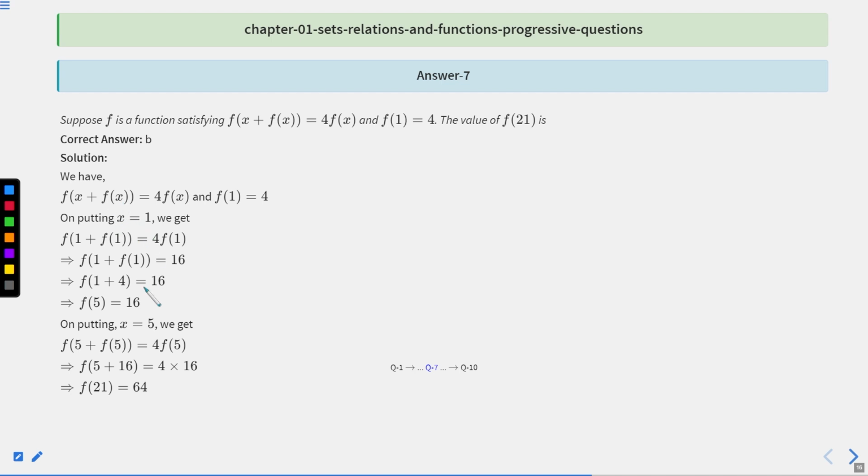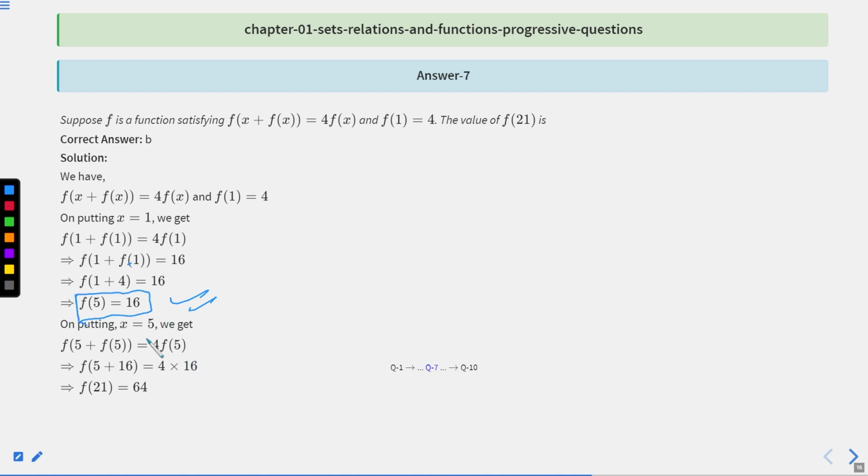Let's put x equal to 1. So when we put x equal to 1, f(1 + f(1)) = 4f(1). Now f(1) is 4, so f(5) is 16. Right? So f(5) comes out to be 16.